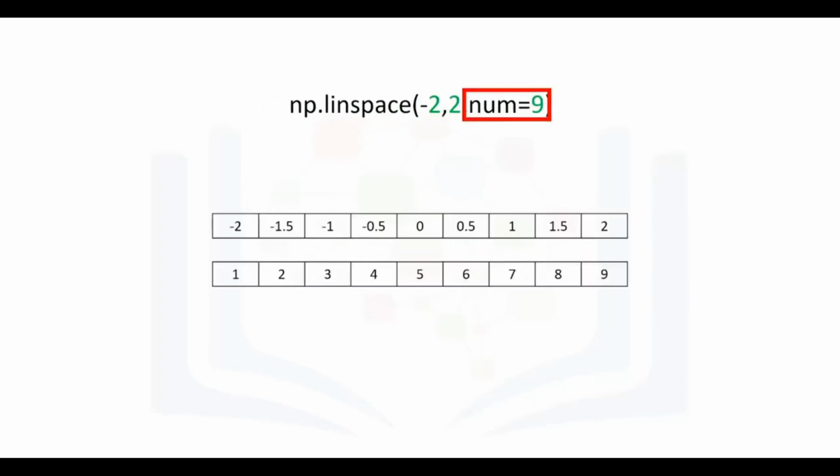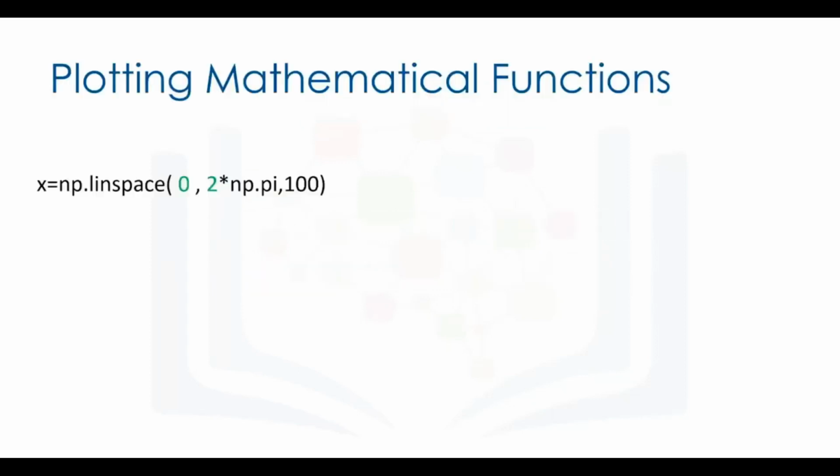The space between samples is 1. If we change the parameter num to 9, we get 9 evenly spaced numbers over the interval from -2 to 2. The result is the difference between subsequent samples is 0.5 as opposed to 1 as before. We can use the function linspace to generate 100 evenly spaced samples from the interval 0 to 2 pi. We can use the NumPy function sine to map the array x to a new array y.